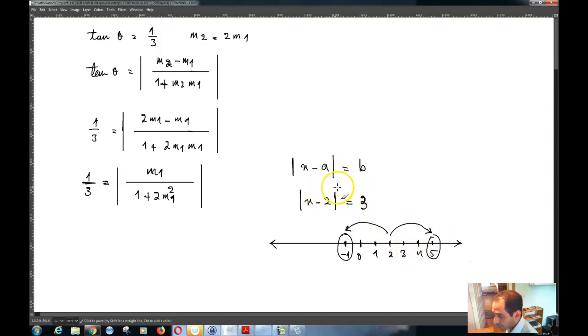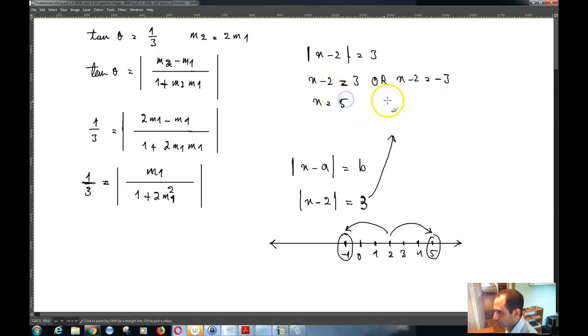And when we want to solve such equations, if we have the absolute value of x minus 2 is equal to 3, what this means is that x minus 2 is equal to positive 3, or x minus 2 is equal to negative 3. And so here x is equal to 3 plus 2, which is 5, and x is equal to negative 3 plus 2, which is equal to -1. So this is -1 and this is positive 5 over here.